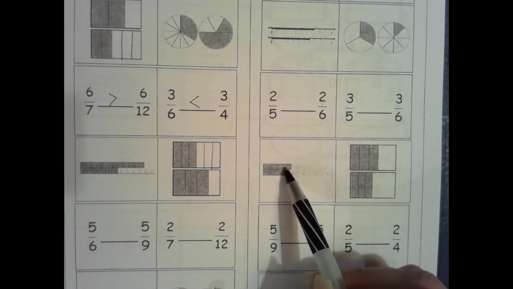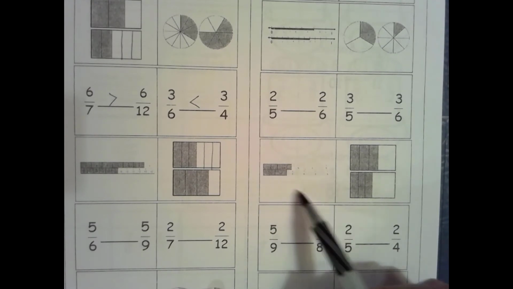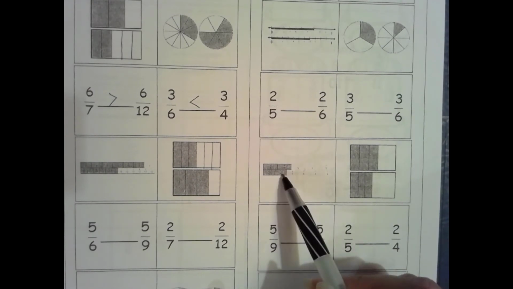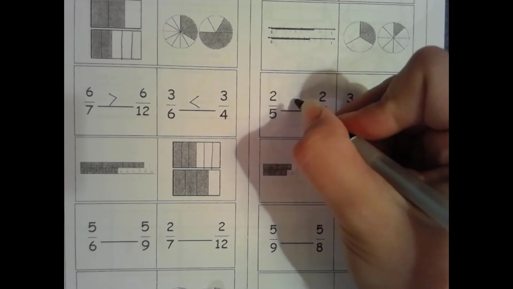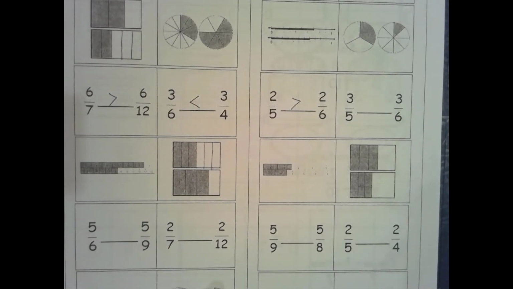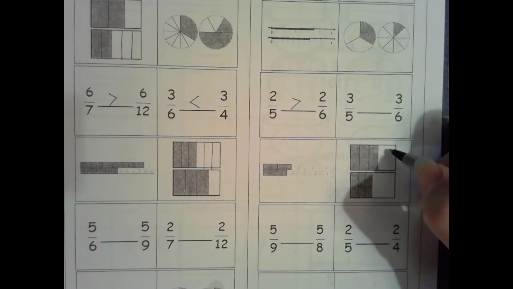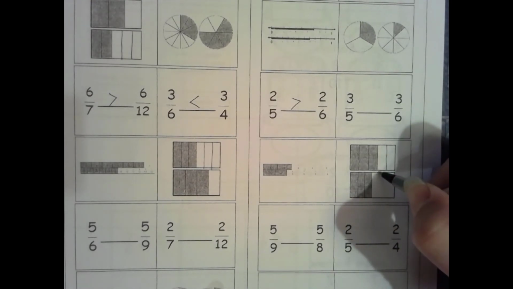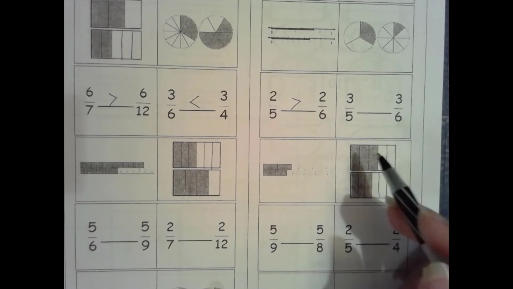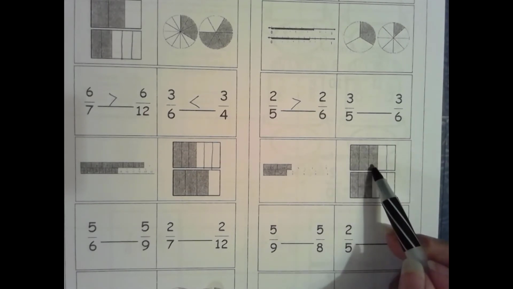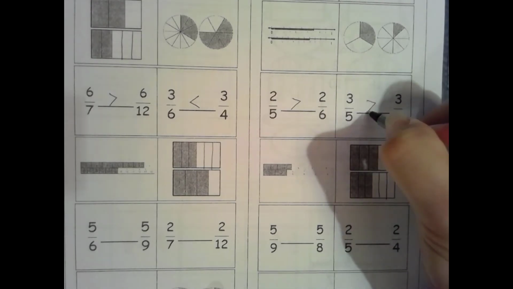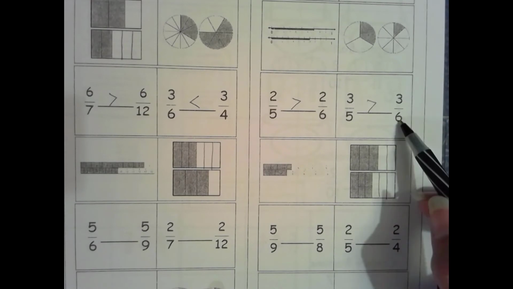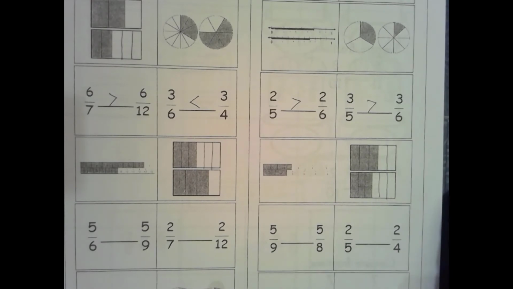Here we have 2/5 and 2/6. I know it's hard to see the fraction, but this is 2/5 and this is 2/6. The 2/5, those two pieces are larger than these two pieces, so 2/5 is greater than 2/6. Here we have 3/5 and 3/6. Because these fifths are larger than these sixths, 3/5 is greater than 3/6. The more you have to cut it up, the smaller each piece is going to be.